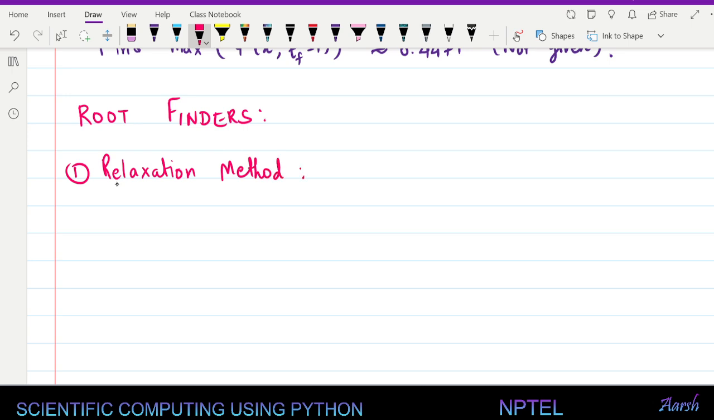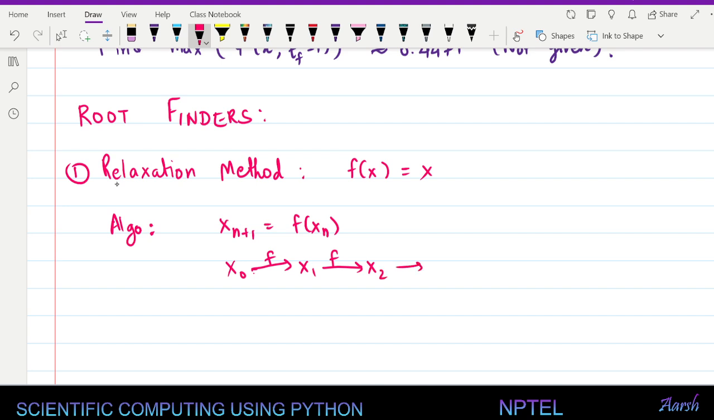And when is the relaxation method used? When you want to solve an equation of the form f of x is equal to x, and the algorithm is the simplest possible. It is just that x(n+1) is equal to f of x(n). So you start with x0, feed it in f, get x1, now feed again f, get x2, and keep on doing that. After some time, what will happen?